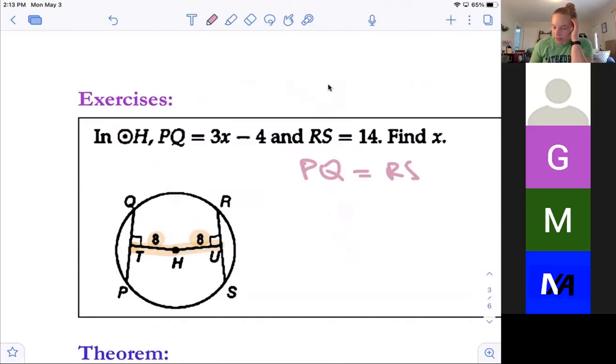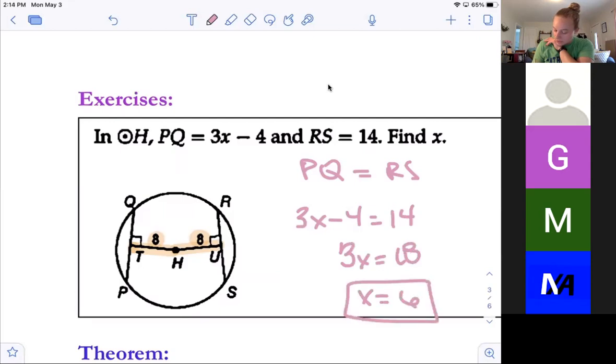Now, you don't always have to write a little equation like this. I think it's helpful, especially on this picture, because I'm not really sure how to draw PQ is congruent to RS, because that just looks like to me QT and RU are congruent. I want to show the whole thing. So I use this equation to demonstrate that, and then I plug in my pieces. So I know 3x minus 4 equals 14. Add 4 to both sides, 3x equals 18, and then divide by 3, x equals 6. All it said was find x, so we're good, done, ready to move on.